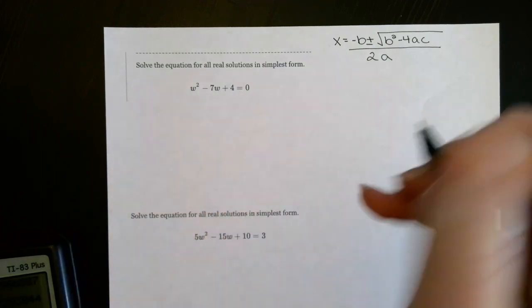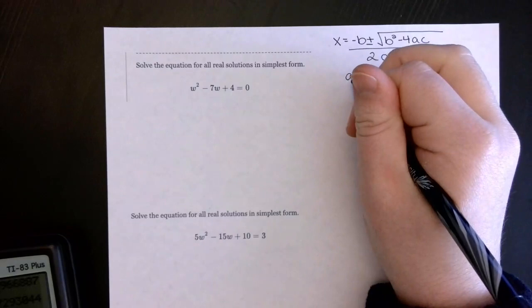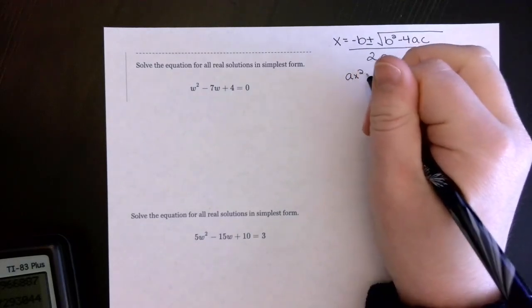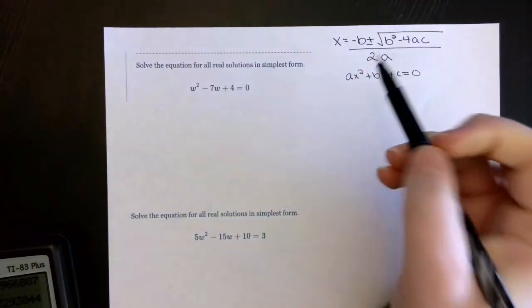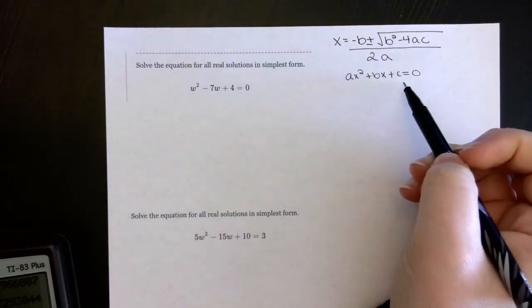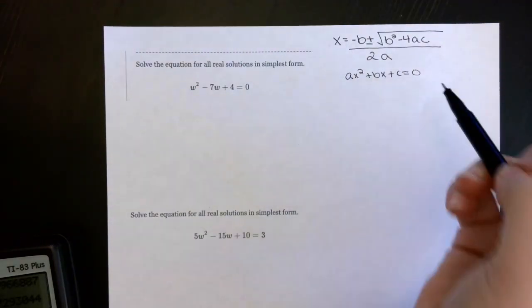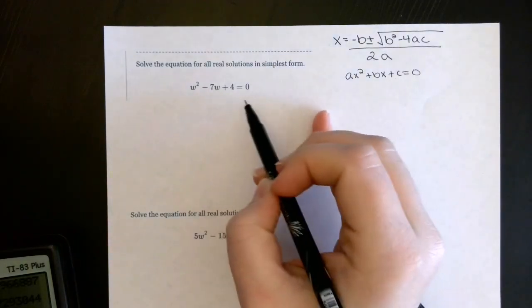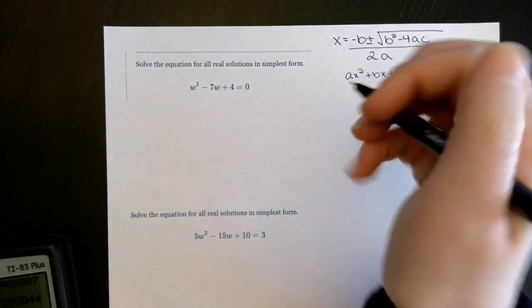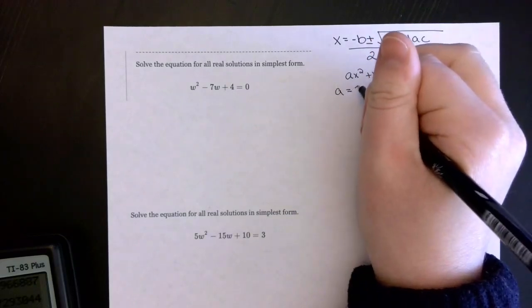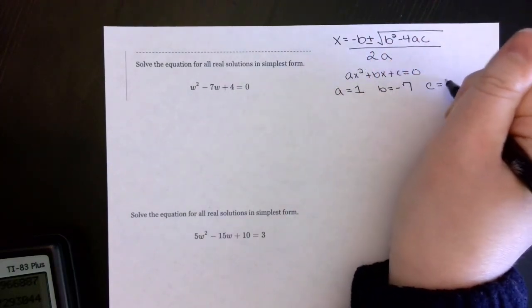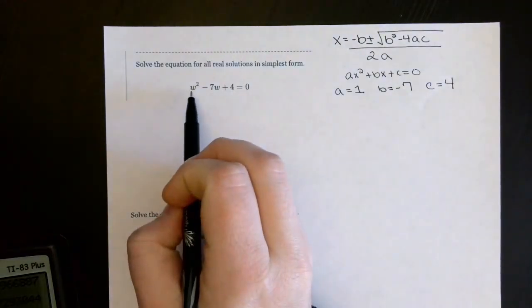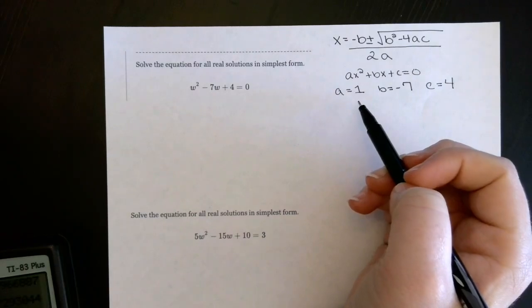First, you need to make sure your quadratic equation is in standard form, which just means ax squared goes first, then bx, then c, and it all equals 0, which our first one does. So the first thing I'm going to do is identify my a, which is 1, my b, which is negative 7, and my c, which is 4. There's nothing in front of the w squared, which means there's an invisible 1 there, making my a be 1.